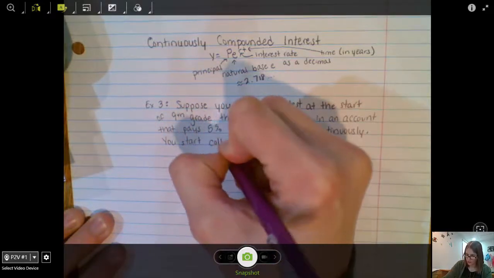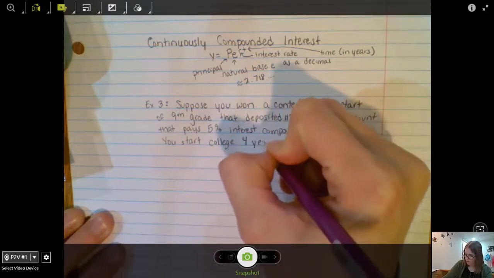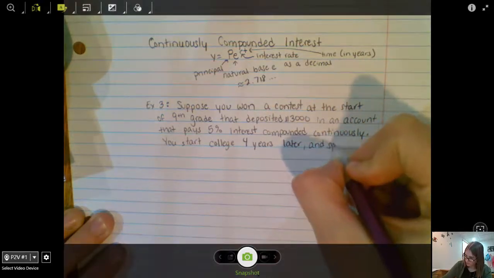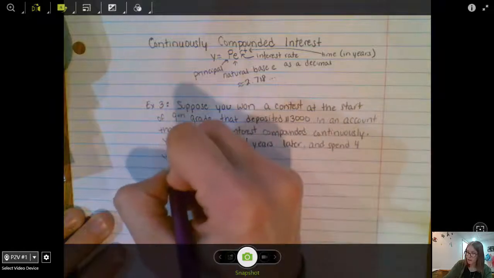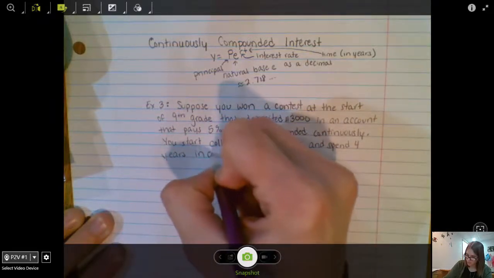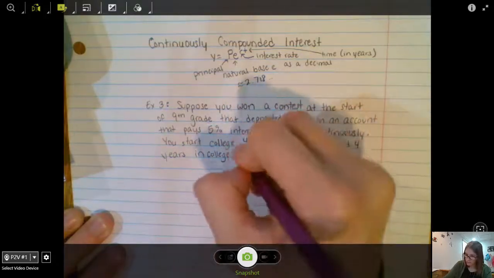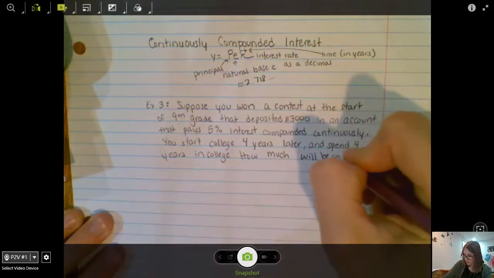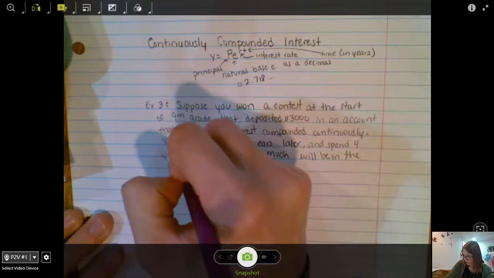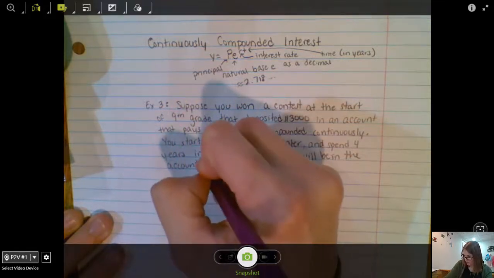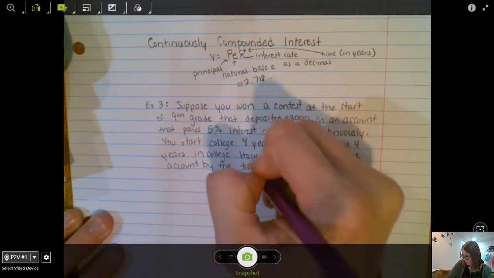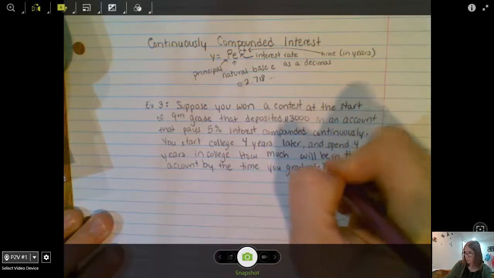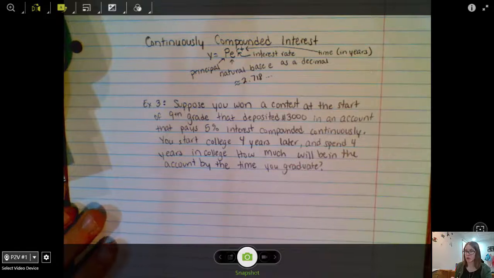You start college 4 years later and spend 4 years in college. How much will be in the account by the time you graduate? So we're after your 4 years of high school, after your 4 years of college.